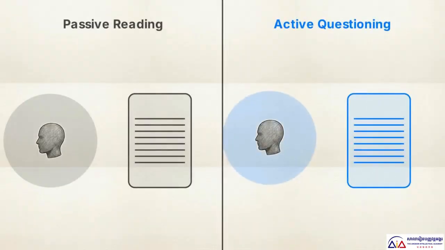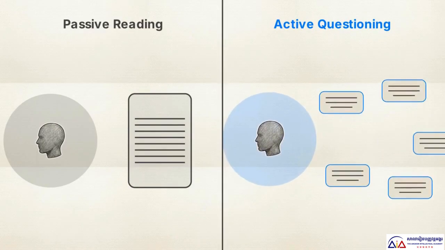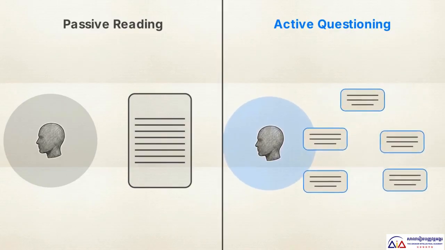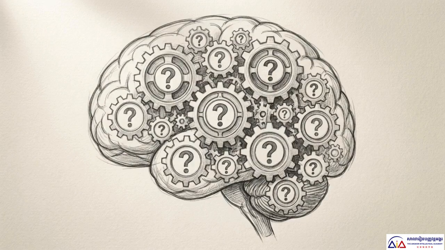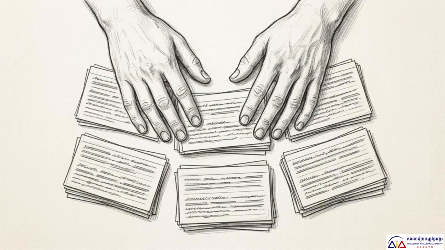Successful students approach the text differently. They actively interrogate the material, asking specific questions like, is there evidence, or what assumptions are being made here? As they answer, they organize their findings into visual tools, like flowcharts, to manipulate the data. This habit of active questioning serves as an engine for learning. It forces you to convert isolated facts into flexible knowledge that you can adapt to various test prompts.